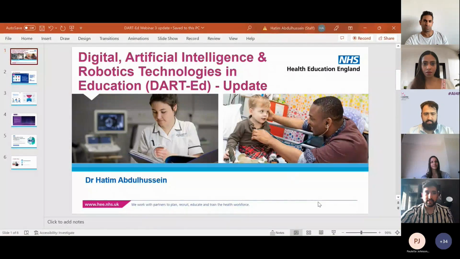That involves looking at two areas. One is the emerging technologies around digital health, AI and robotics in education, and then what that means for education in the future. And then also being the overall lead for digital readiness for the medical profession.